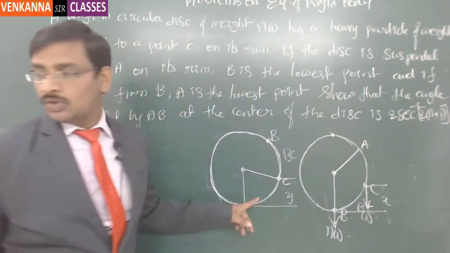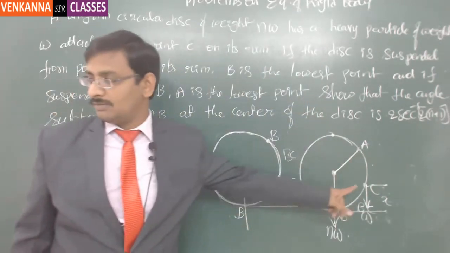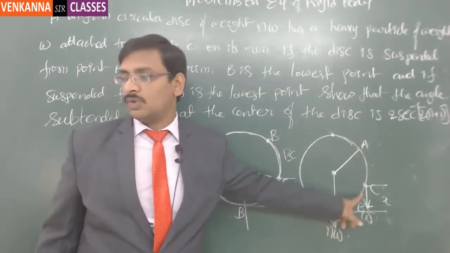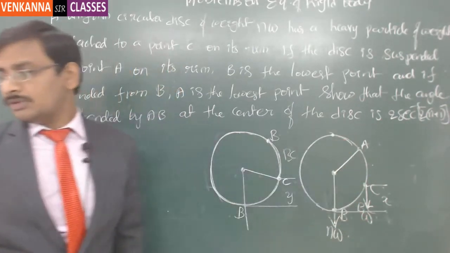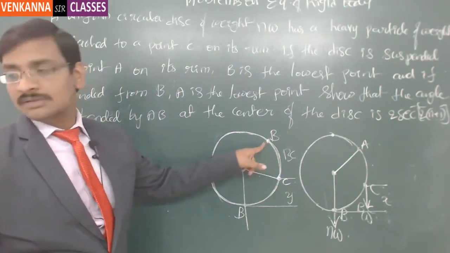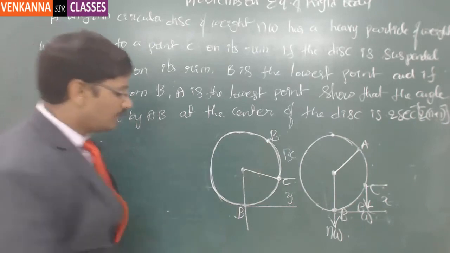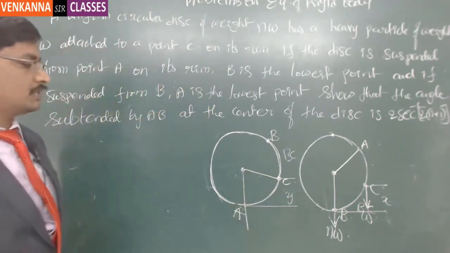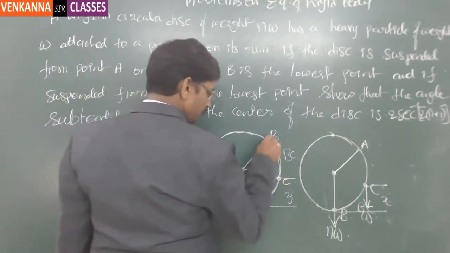Because the BC length is one and the same, you have to calculate from B, because initially you have taken B as the reference to identify the point C. So based on this understanding, now when it is hooked at this particular point, A is the lowest point. A is the lowest point. So see this.